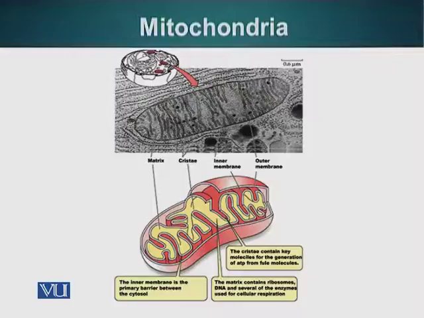The matrix has ribosomes. Mitochondria have their own ribosomes. Also, mitochondria have their own DNA. So mitochondria can make their own proteins. Their ability to make proteins is limited. They have to import many proteins from the cell. However, mitochondria can make some proteins.